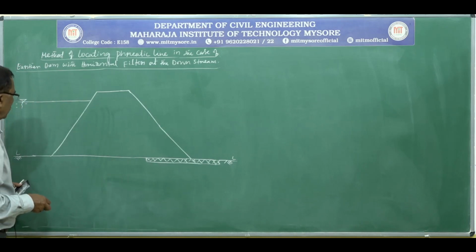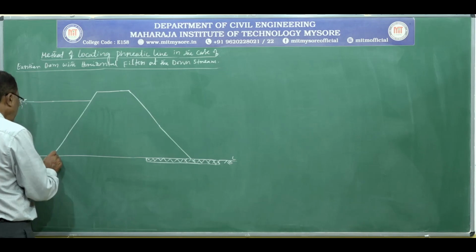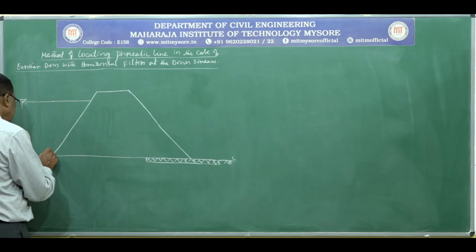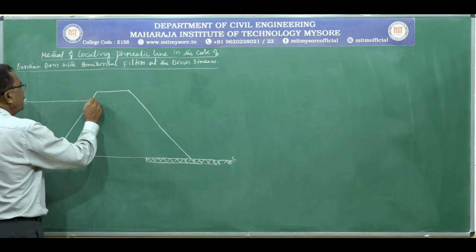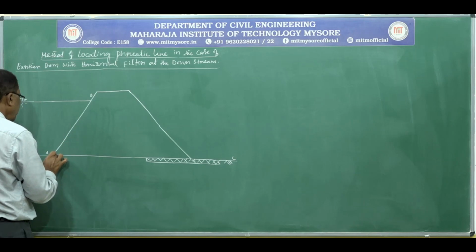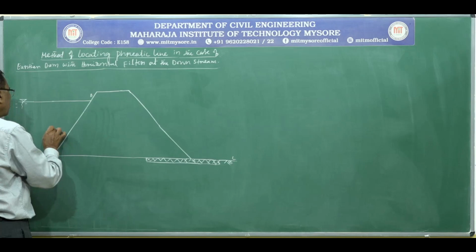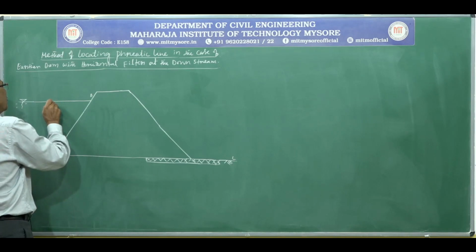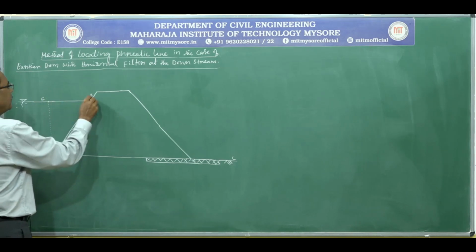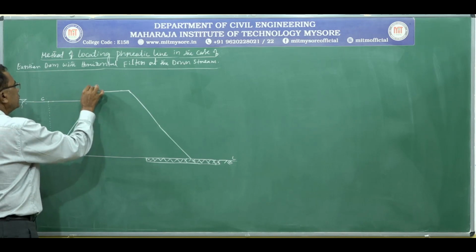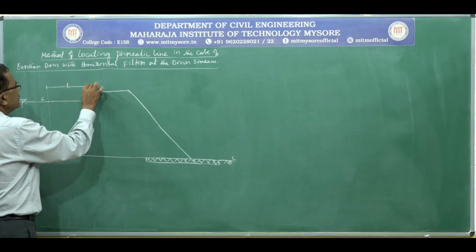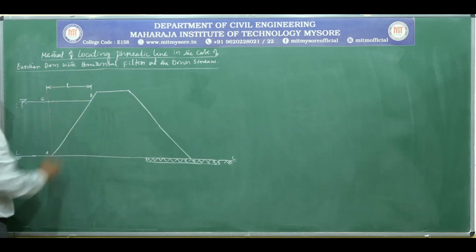Next, let us mark the intersection of the ground line and the upstream face of the dam as A, and this intersection point as B. If you project point A to meet the horizontal water surface, you get C. Here BC is represented as L, small l.